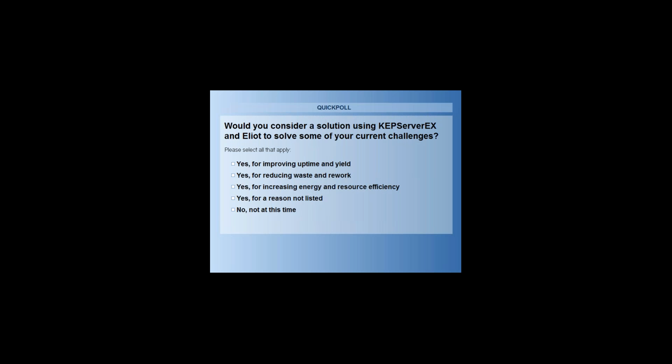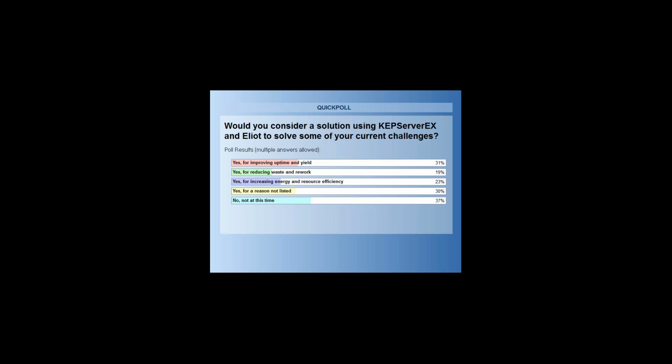And it looks like we're getting some great responses, so thanks for responding. And I'll leave it open a couple more seconds, so get your answers in if you haven't voted yet. So yes, you are interested, or perhaps not. All right. I'll go ahead and share the results here. So it looks like some people might be just browsing, so you're not interested at the time, but the majority of people on the webinar are interested in using something for specifically improving uptime and yield, which looks like the most popular, or something that's not listed, but also reducing waste and increasing energy efficiency.